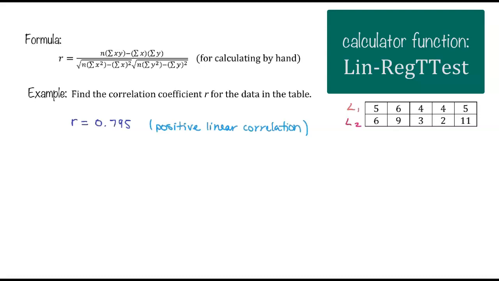But what is high enough? What is close enough to +1 to say that there is a positive linear correlation? That's where a hypothesis test and significance level comes in. So we'll talk about that next.